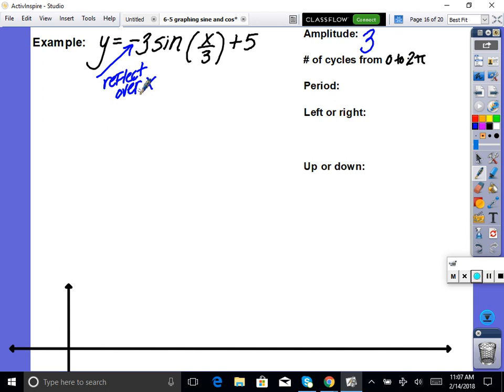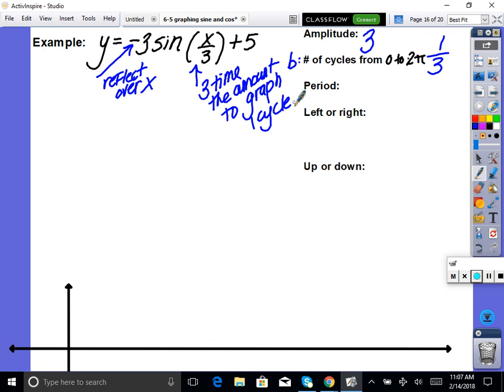Now, the number of cycles from 0 to 2 pi is the b value, which is a third. Everybody think about this, there's a third of a cycle from 0 to 2 pi. A third of it. So I'm going to need 3 times the amount of normal to get through one full cycle. If I said you graph a full cycle, you're going to need 3 times the amount as normal. Does everybody see why? Did you notice I multiplied by the reciprocal when I said 3 times the amount to graph one cycle? Okay, cool.